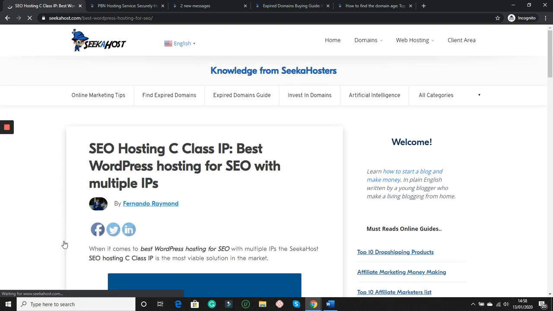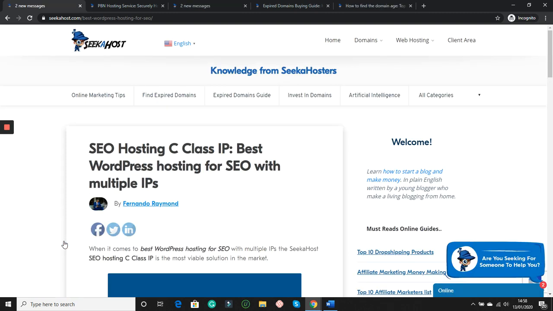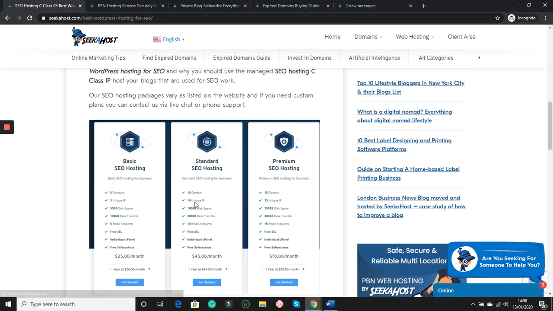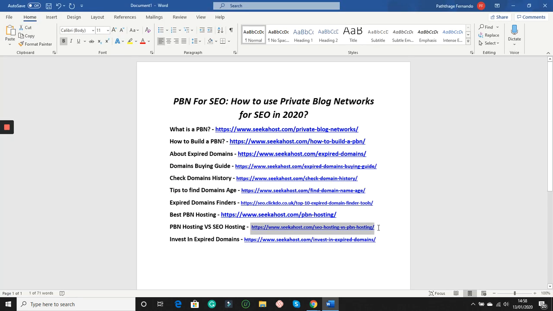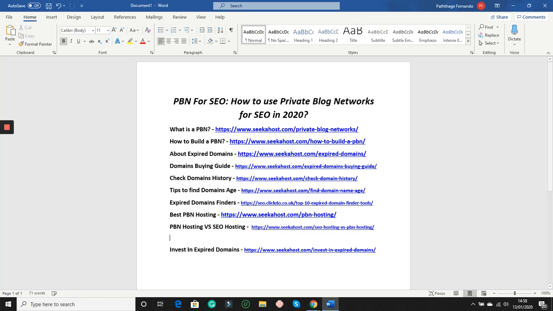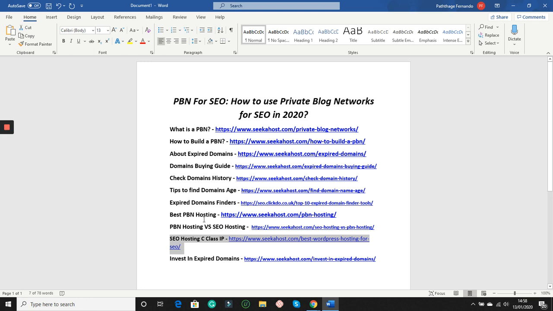And then there is this one about SEO hosting C-class IP, which covers it in great detail. You can read it, link also below. I'll actually put this one as well, because some people might want to know what a C-class IP is, and knowing it is going to be helpful for your PBN hosting game, right? So that's also covered.